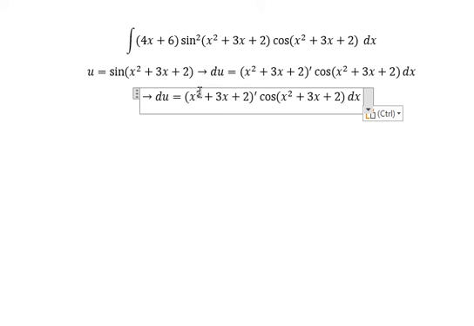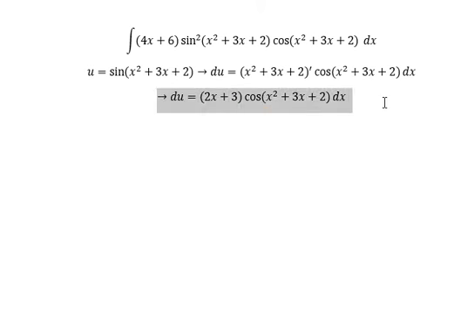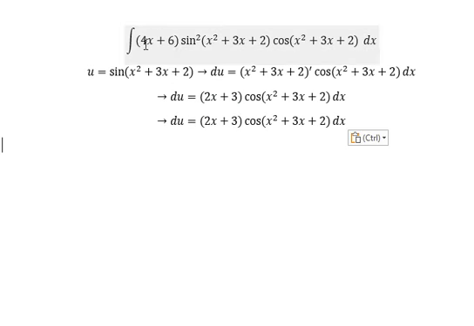So the first derivative of s squared is 2s. The first derivative of s is the number 1. This one is the constant. Next, we see that this is 4s plus 6.